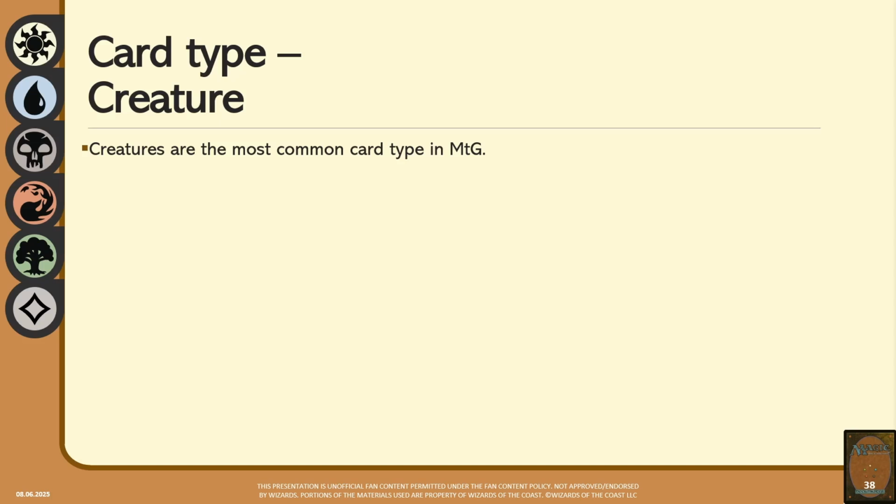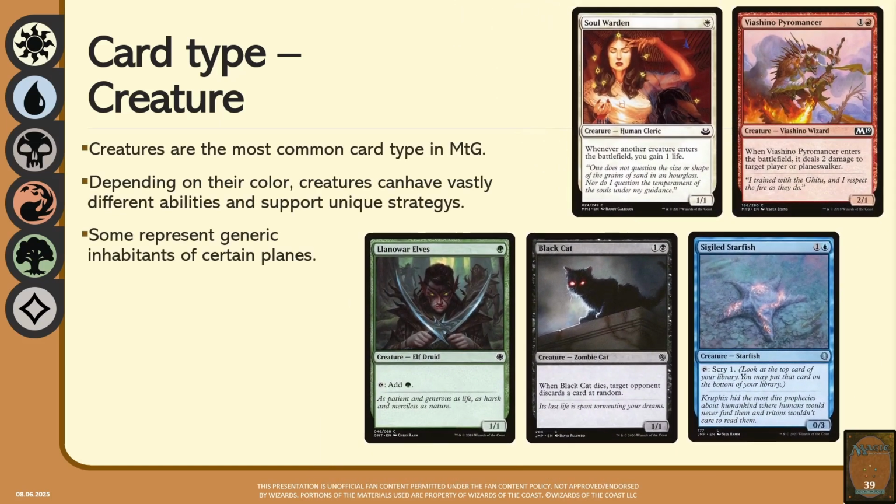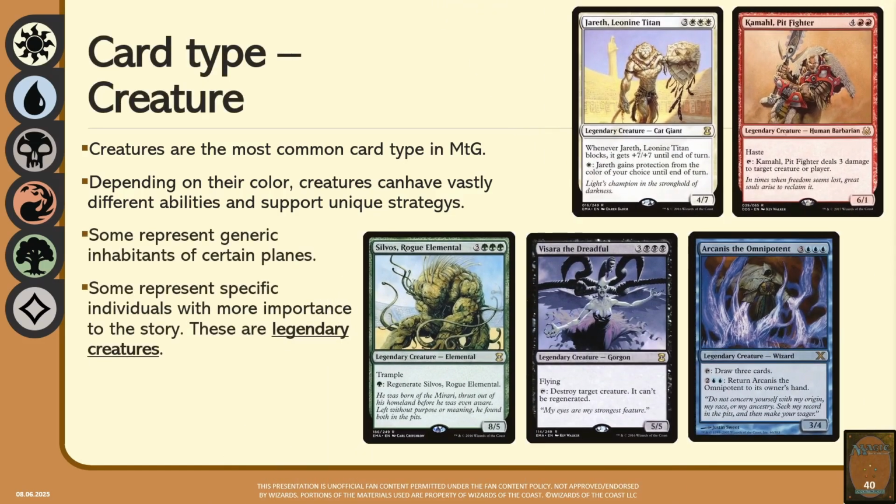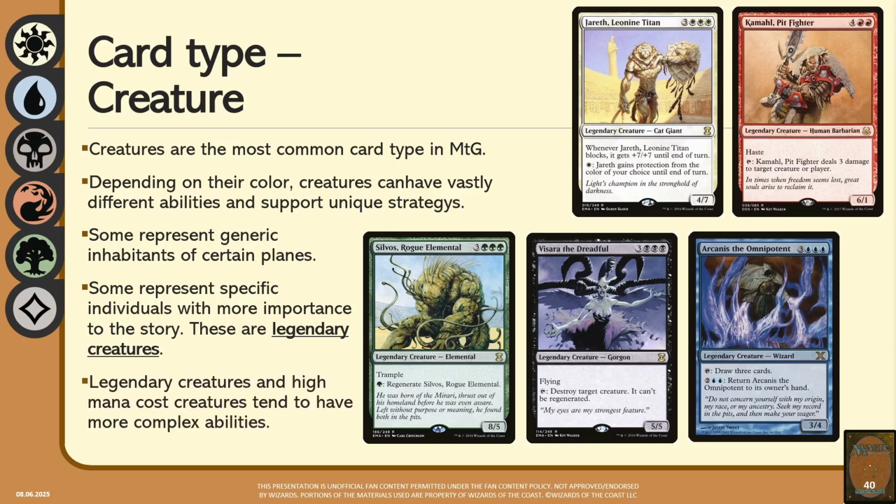Back to card structure, and the most common card type in MTG, creatures. Depending on their color, creatures can have vastly different abilities and support unique strategies. Some represent generic inhabitants of certain planes, and some represent specific individuals with more importance to the story. These are legendary creatures. Legendary creatures and high mana cost creatures tend to have more complex abilities.